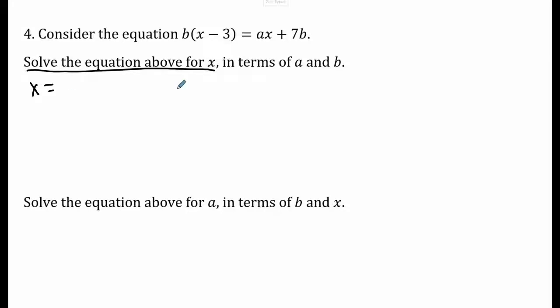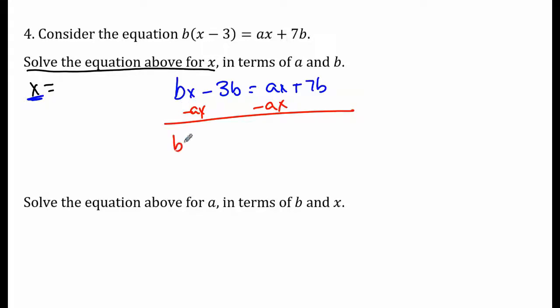So looking at this equation here, I'm going to distribute: bx minus 3b equals ax plus 7b. So I need to get x alone. Let me get my x's on one side of the equation. I'm going to subtract ax here. I have no idea what bx minus ax is, so I'm just going to leave that. Minus 3b equals 7b. So I need to get x alone. Well, this term here doesn't have an x, so let me add it over. bx minus ax equals 10b.